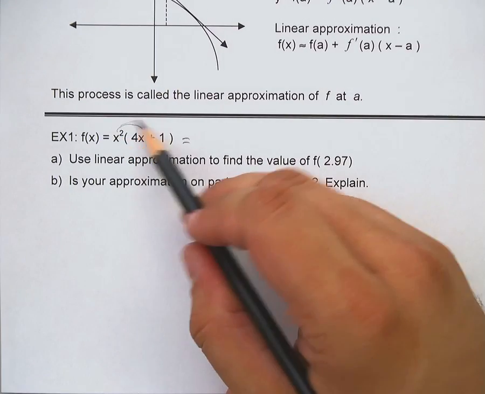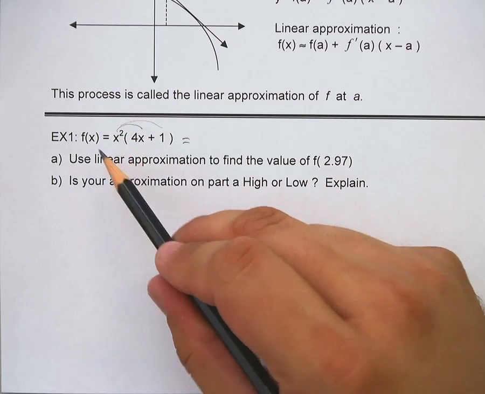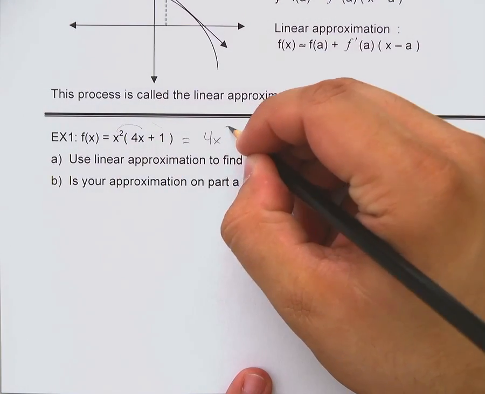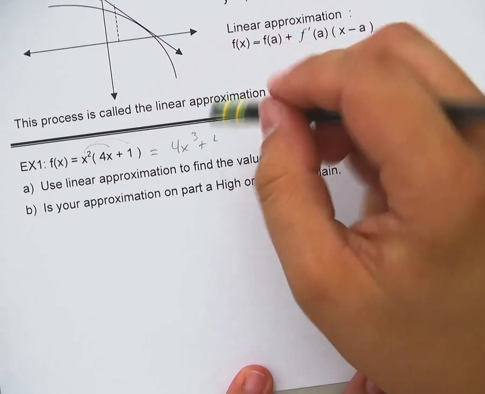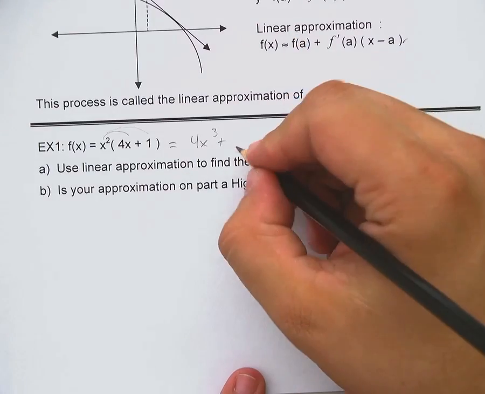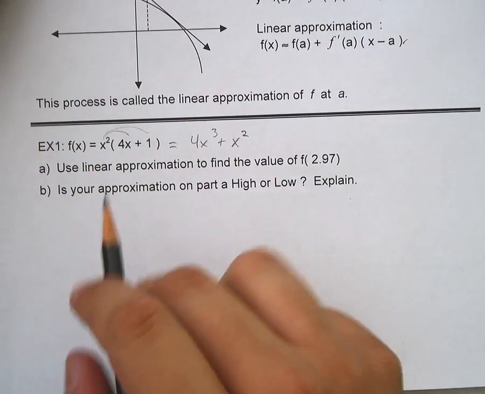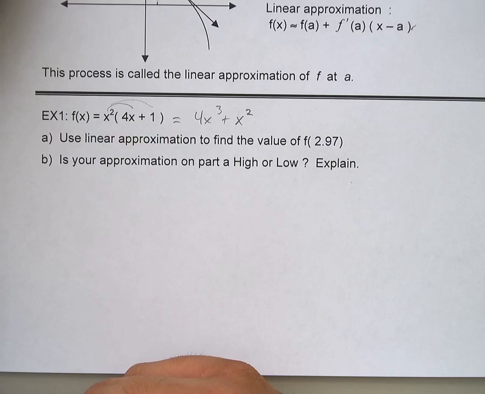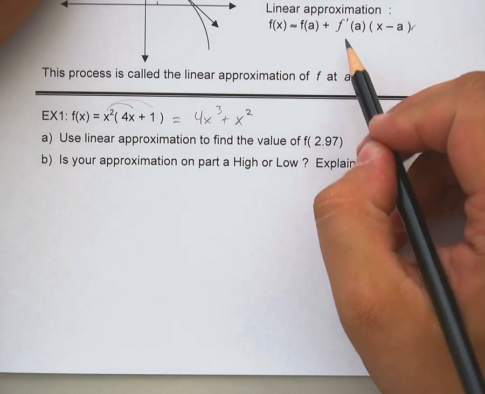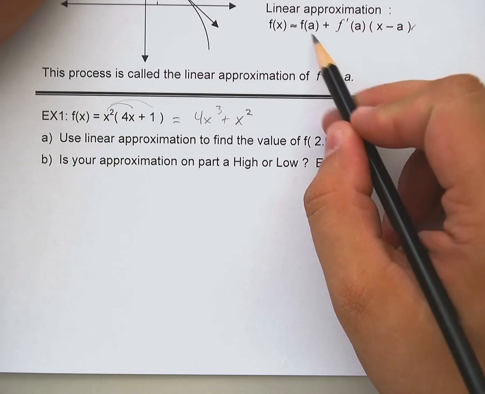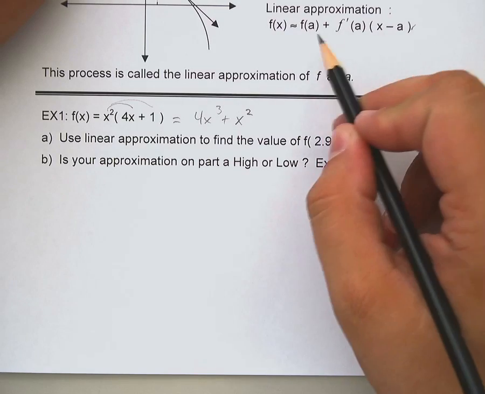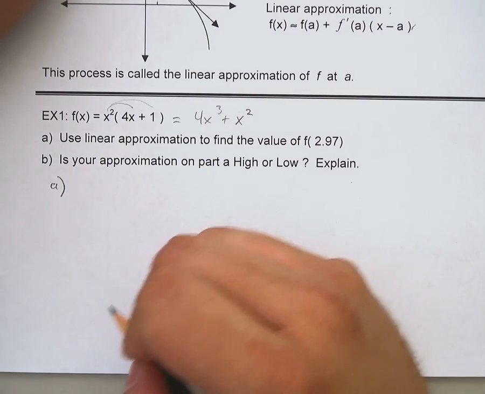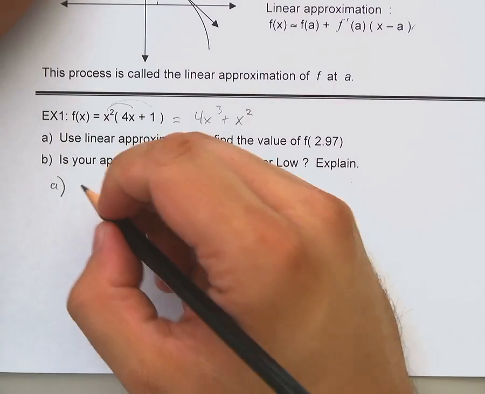If you'll remember, I told you if you have one term, it's easier to multiply out and use a power rule. So this will be 4x cubed plus x squared, if I just multiply that x squared throughout. And it says use linear approximation to find the value of 2.97. Well, the first thing I'm going to need, I'm going to leave my formula visible up here. The first thing I'm going to need are a couple of items here. Let me write this down. For part A, the first thing I need is a slope. So let's find your derivative here.